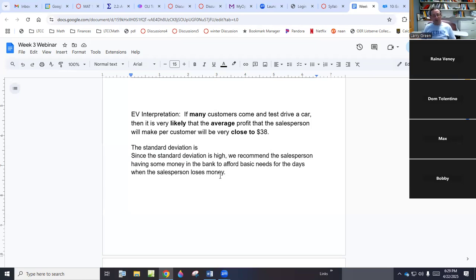So it's very important to understand what the standard deviation shows you versus what the expected value shows you. The expected value is that average profit in the long run, and it won't be exactly that, but it'll be likely to be close to that amount. Any questions on that?